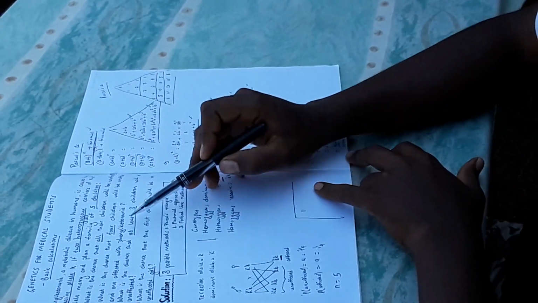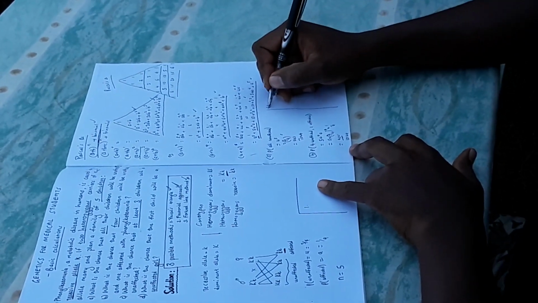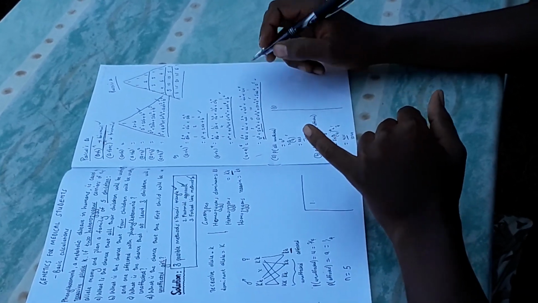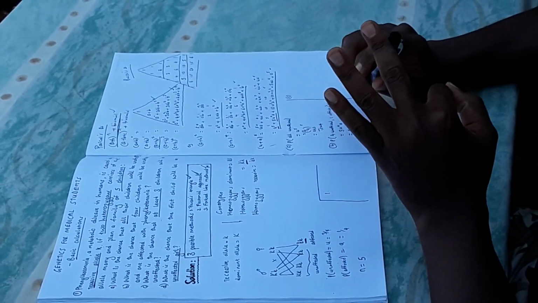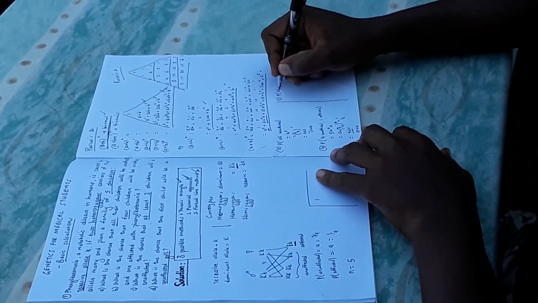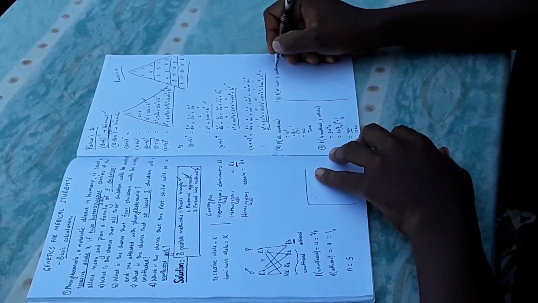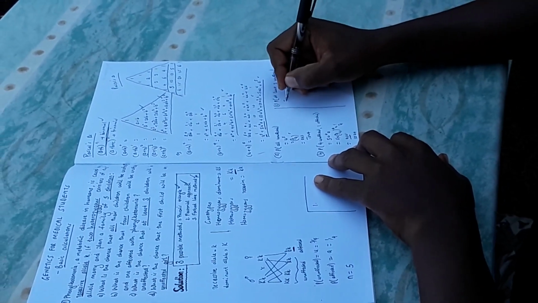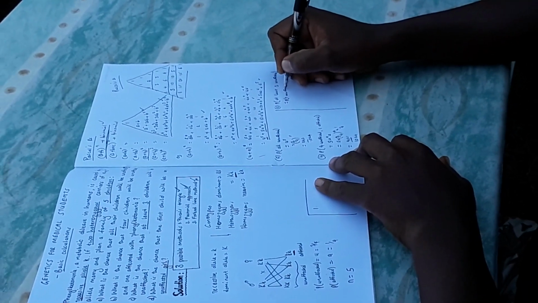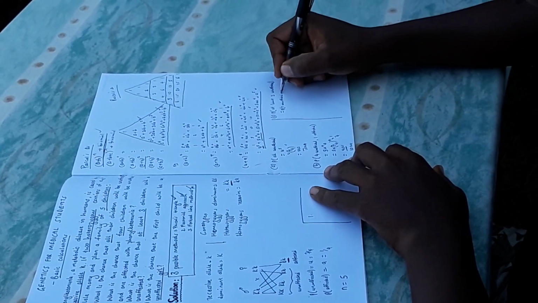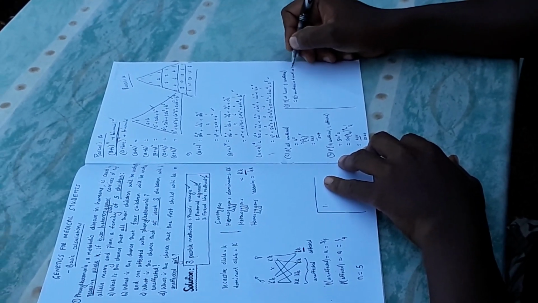Part C, what is the chance that at least 3 children will be unaffected? At least 3 means you can either have 3 unaffected, 4 unaffected, or 5 unaffected. So the probability at least 3 will be unaffected is equal to the probability 3 are unaffected or 4 unaffected or 5 unaffected.